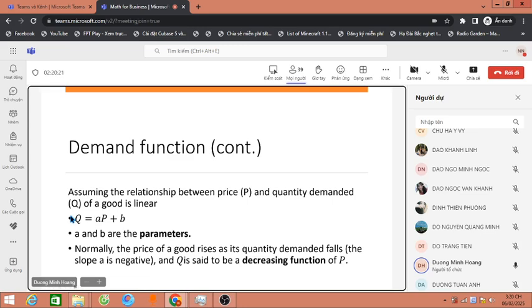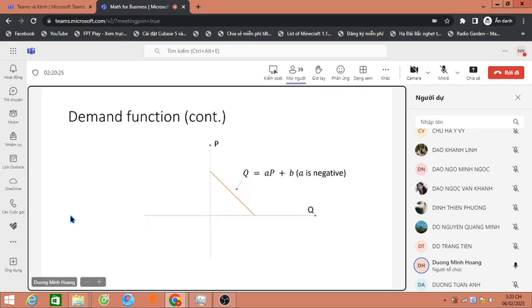This is what we call a decreasing function. So to demonstrate, we have a downward sloping line over here, to demonstrate a decreasing function, where the slope of the line is negative.